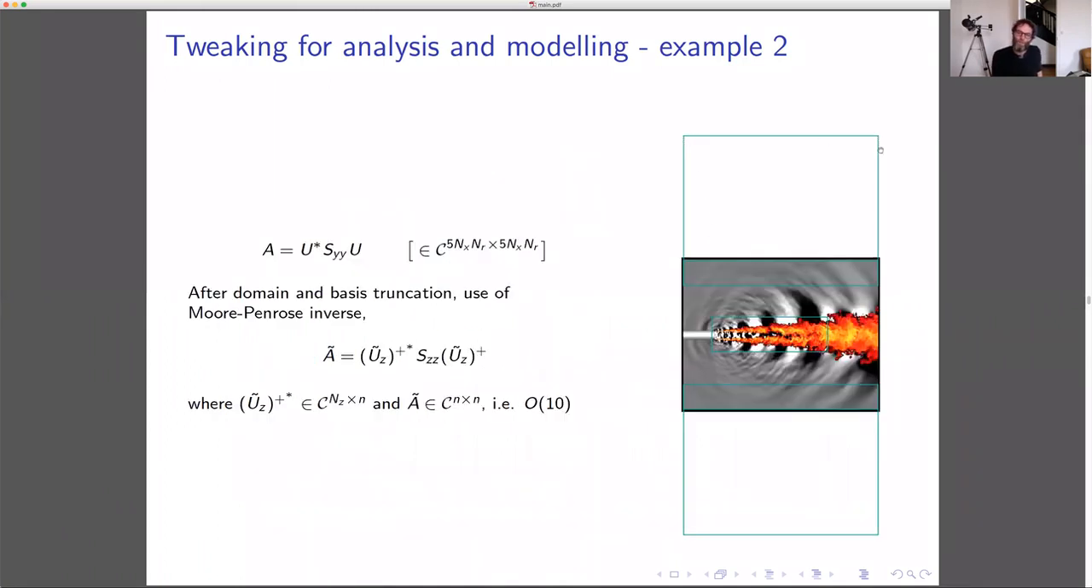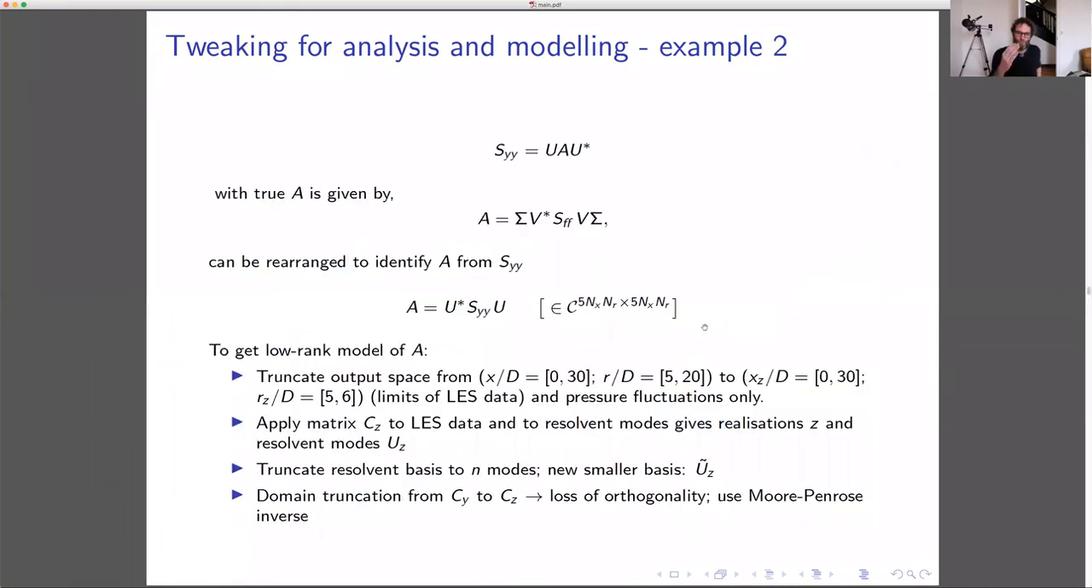So the initial resolvent modes are built using these big squares in the sound field. We then truncate the physical space down to these rectangles, which correspond to the region in which we have large eddy simulation data. So that's the first reduction that we do, which is discussed in this bullet point here. We reduce from r over D that spans from 5 to 20 to an r over D that spans from 5 to 6, and I'll call this Z. So we're going from the big square, which was Y, to these little rectangles that I'm calling Z. This involves application of this matrix C_Z both to the LES data and to the resolvent modes that have been computed on the bigger squares. So that's the first truncation.